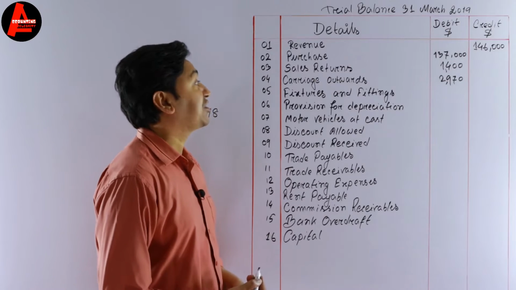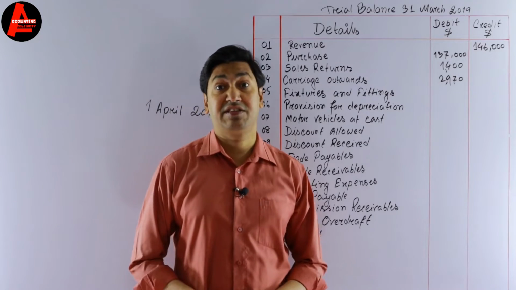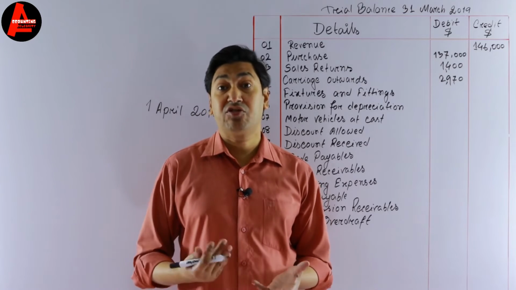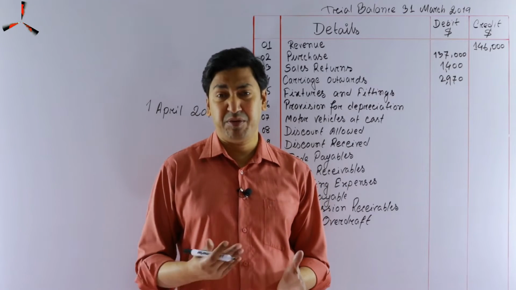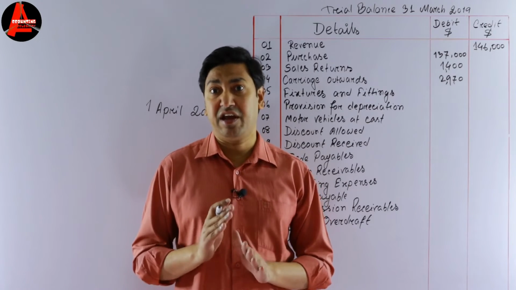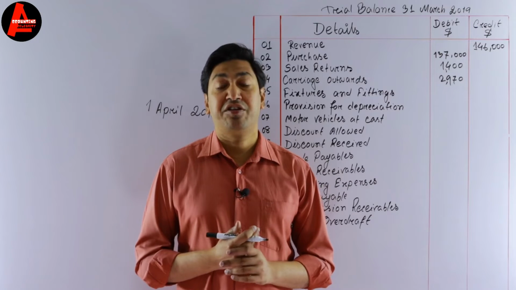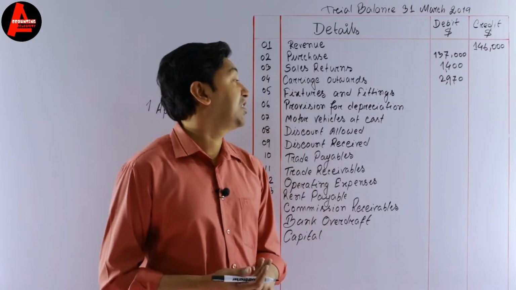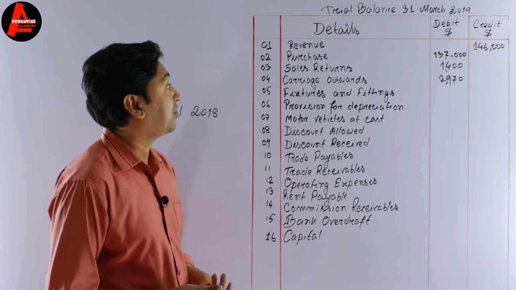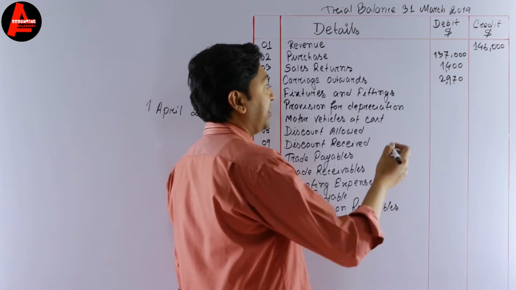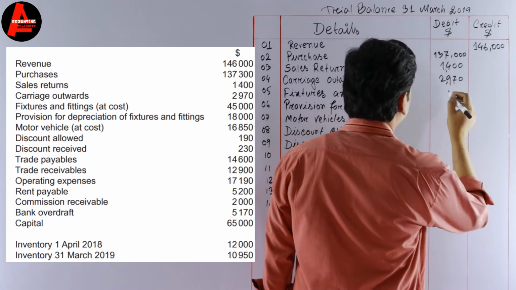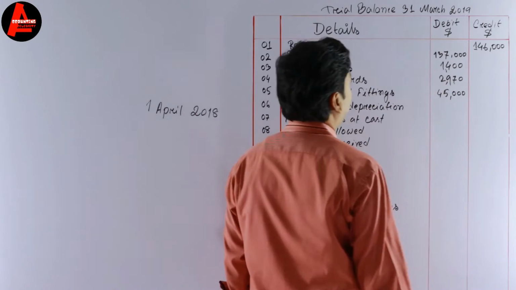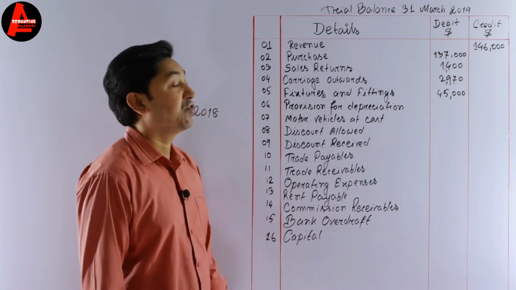Then we have here fixtures and fittings. What is fixtures and fittings? It is a non-current asset. Motor vehicles, fixtures, fittings, equipment, machinery, land and buildings, premises, these are all non-current assets. All the non-current assets will be debited. They have a debit balance, so this will be recorded on the debit side of this trial balance. Let us write here on the debit side the value, $45,000.